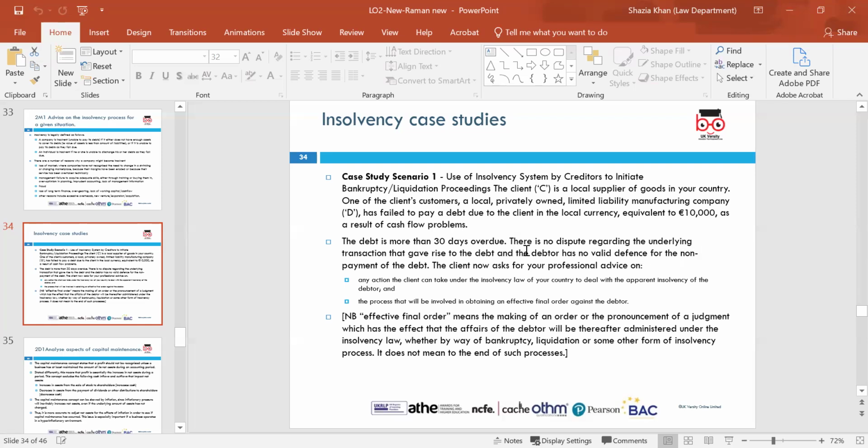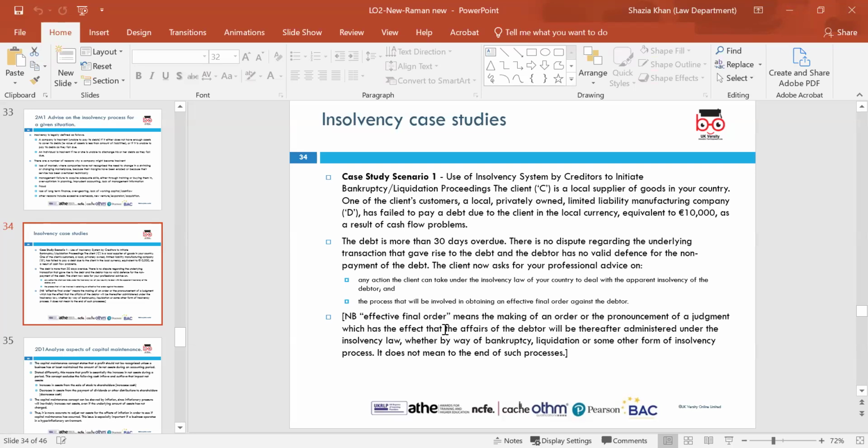There is no dispute regarding the underlying transaction that gave rise to the debt, and the debtor has no valid defence for the non-payment of the debt. The client now asks for your professional advice on an action that the client can take under the insolvency law of your country to deal with the apparent insolvency of the debtor, and the process that will be involved in obtaining a final order against the debtor.